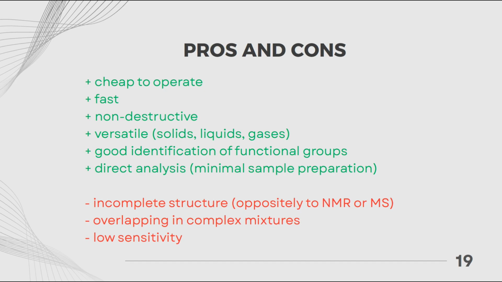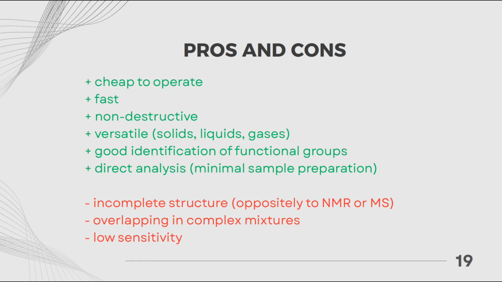Of course, NMR and mass spectrometry, these techniques are just order of magnitude more expensive and more complex. Sometimes you will not get access to these techniques. Infrared is fast and cheap, but you cannot get any information about the whole structure. And also the limitation is that you will see the overlapping in complex mixtures.